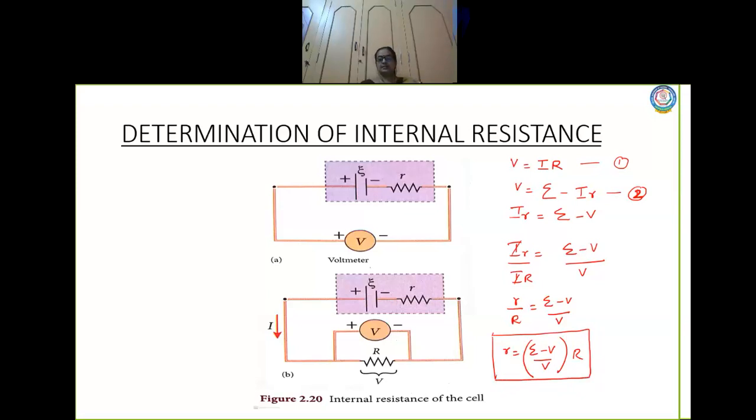Is it clear? So, this is the formula. Now, take your textbook, children, page number 104, equation 2.37. This is the formula: r is equal to psi minus V by V into R. Since psi, V and R are known, internal resistance r can be determined. And from this, we can also find the value of current flowing in the circuit. When I rearrange this formula, instead of R, we can substitute the Ohm's law formula and get the value of current also, no problem.